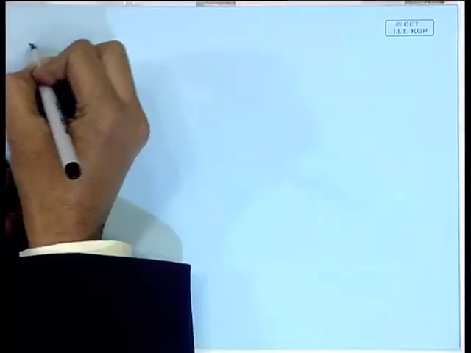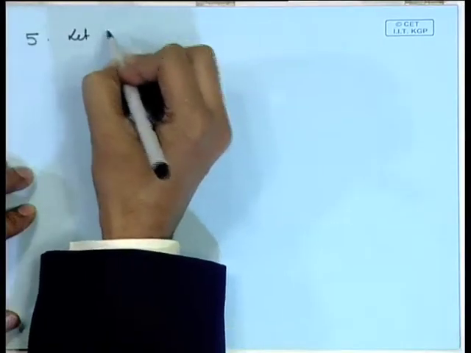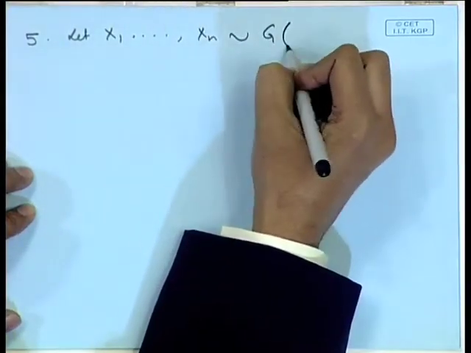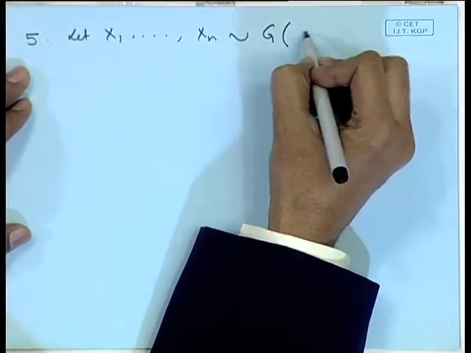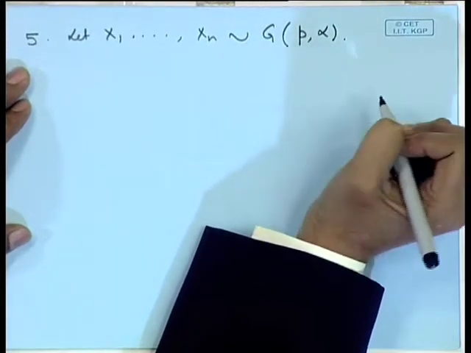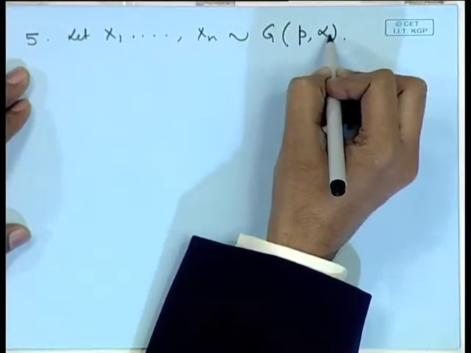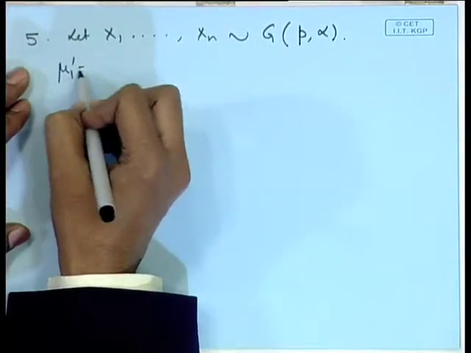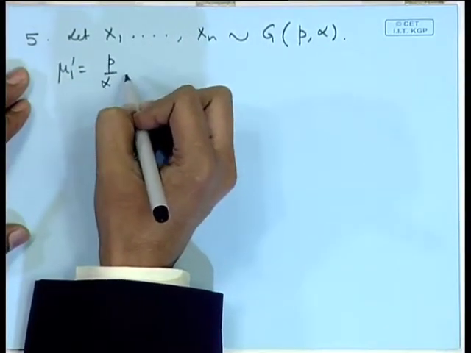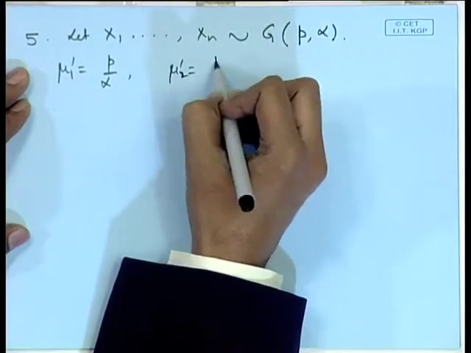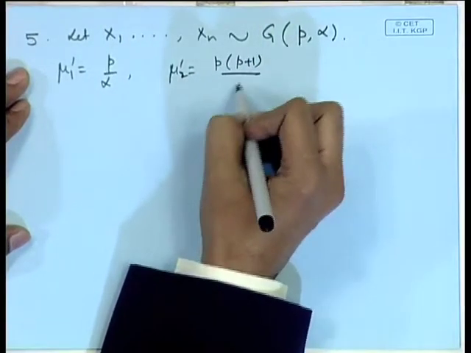Let me take one more example here. Let X1, X2, ..., Xn follow a gamma distribution, and I will consider the two parameter situation, gamma(p, alpha), where p is the shape parameter and 1 by alpha is the scale parameter. So here mu 1 prime is equal to p by alpha and mu 2 prime is equal to p into p plus 1 by alpha square.